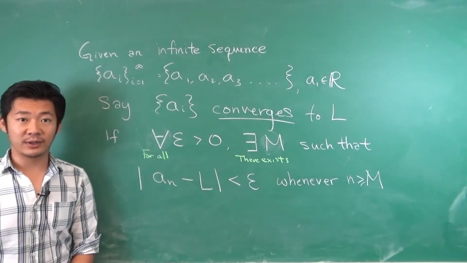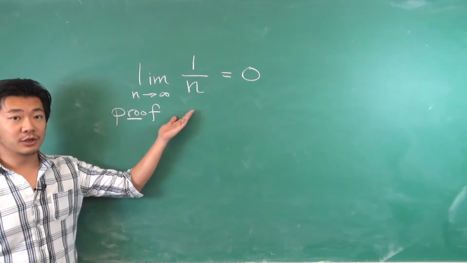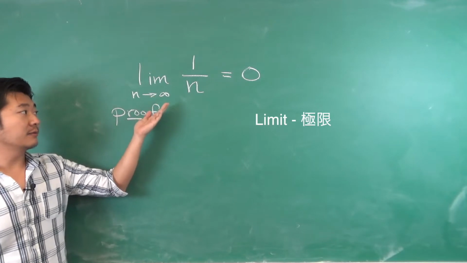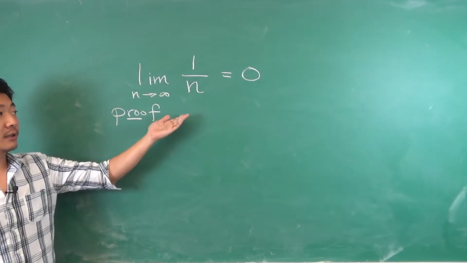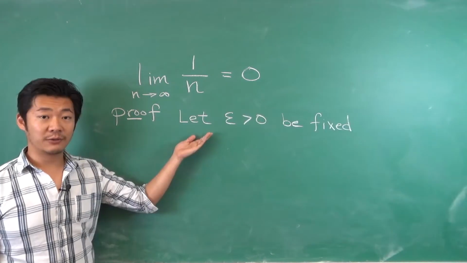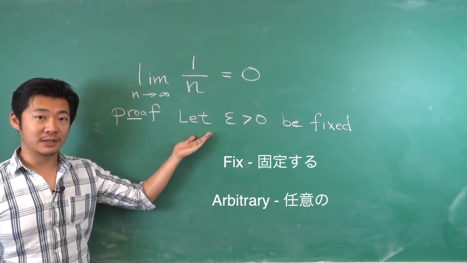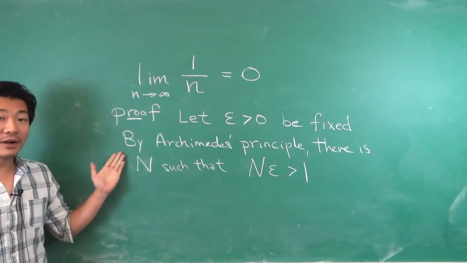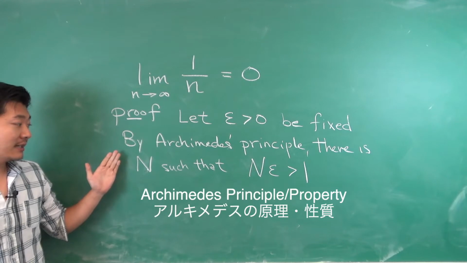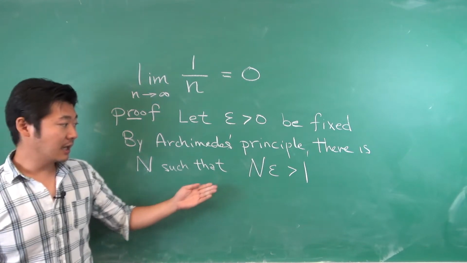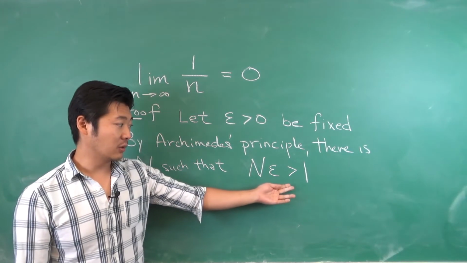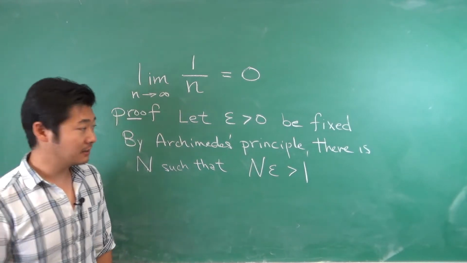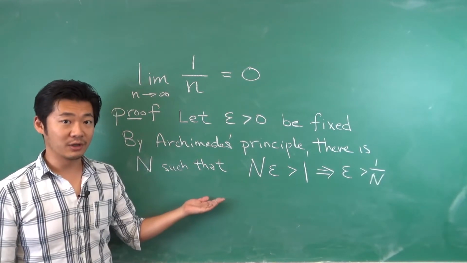So let's look at a quick example. If we want to show that the limit as n goes to infinity of 1 over n is equal to 0, we first fix an arbitrary epsilon greater than 0. By Archimedes' principle, there is an n such that n times epsilon is greater than 1, which means that epsilon is greater than 1 over n.